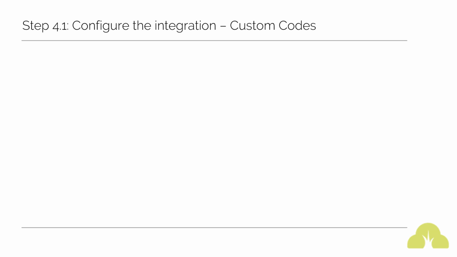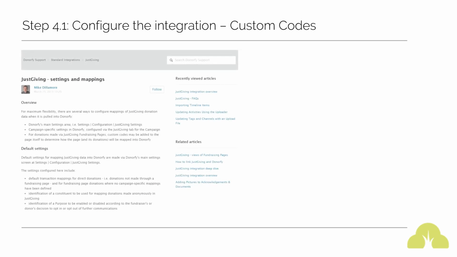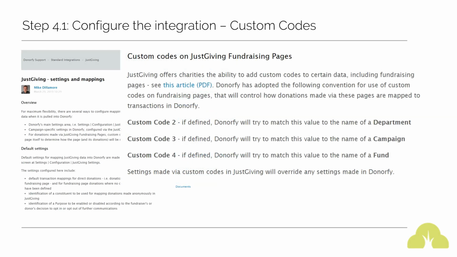So how are these set up? Well, JustGiving has provided a handy online presentation on how to do this, which you'll find a link from our knowledge base article. It's actually a little bit further down this page, and it's the heading custom codes on JustGiving fundraising pages, and it's the article. The PDF is linked within the article there.